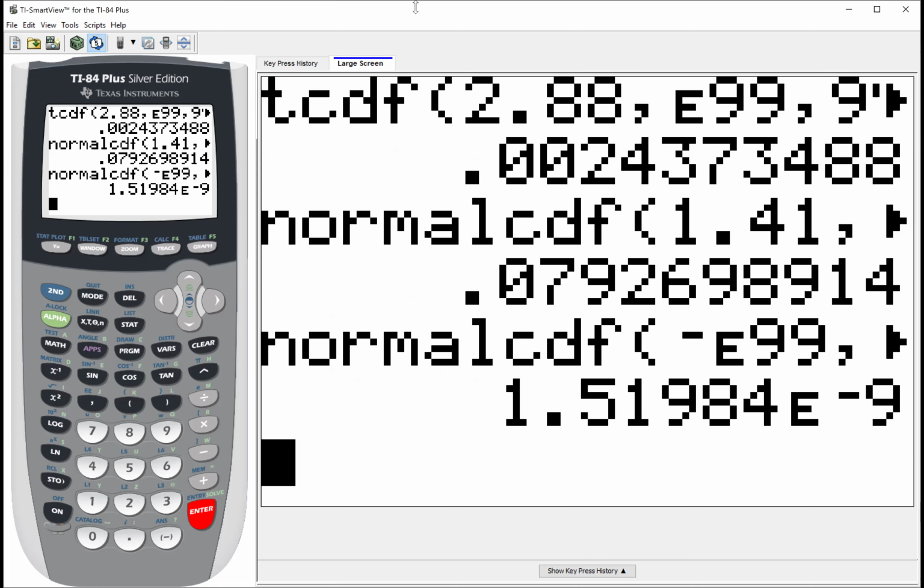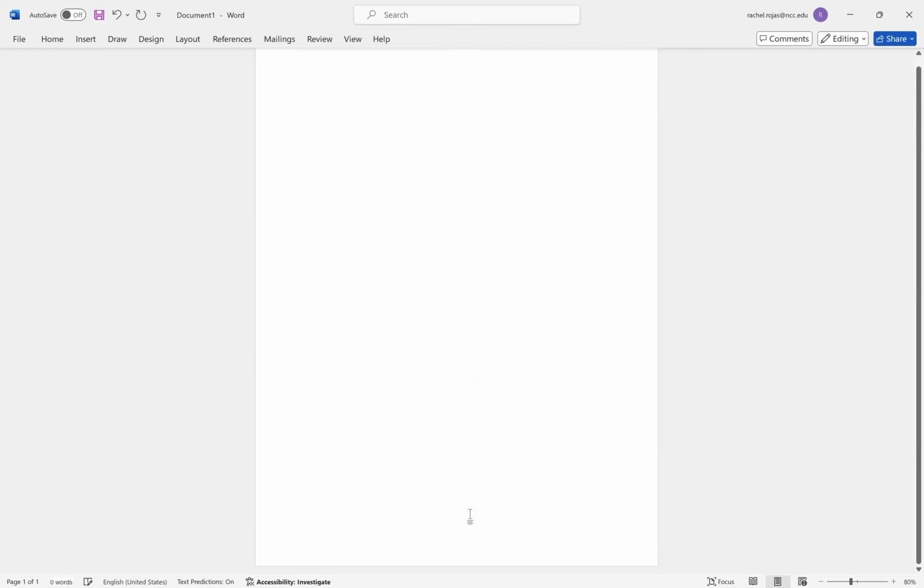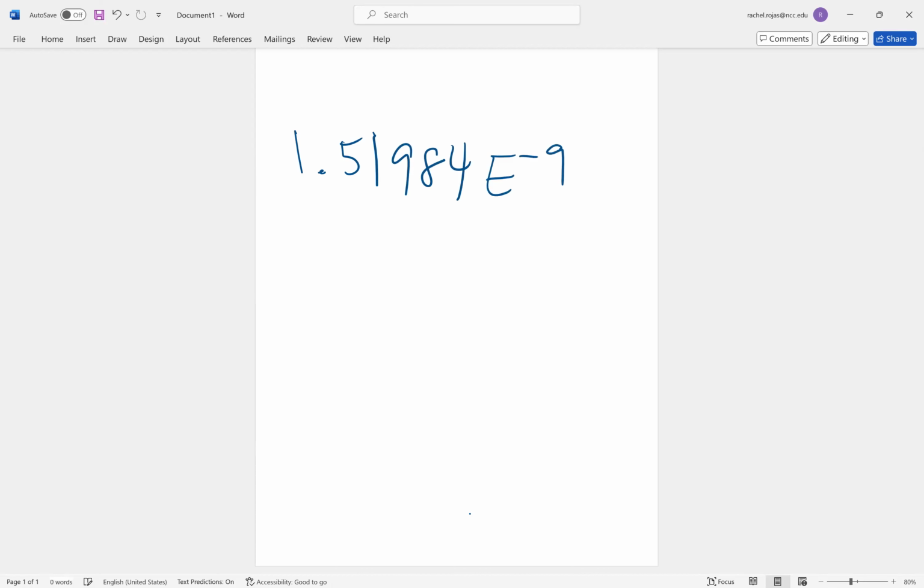So let's talk about this. Because remember, a p-value is just a probability, and a probability is always between 0 and 1 inclusive. It can't be bigger than 1. So 1.51 doesn't make sense. So let me review scientific notation. 1.51984 e to the negative 9. So this is like 1.51984 times 10 to the negative 9th power. This is base 10. So there's too many zeros in this decimal number to fit on the screen, and that's why the calculator uses scientific notation.